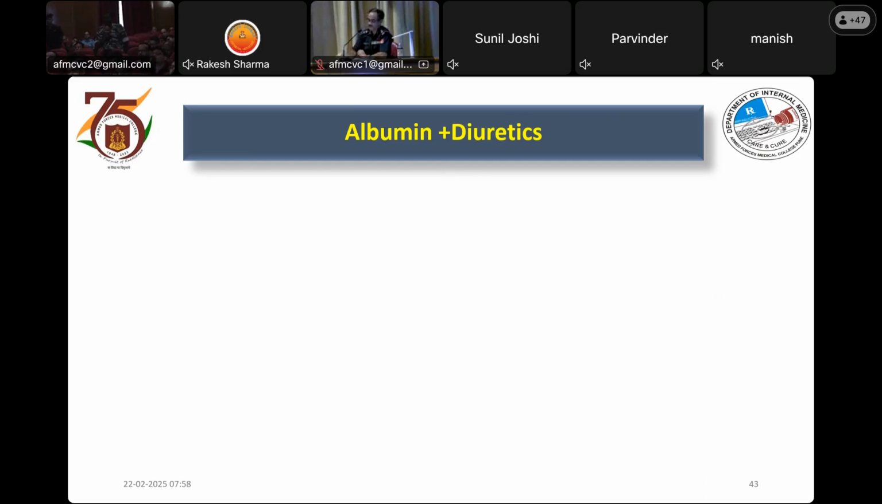So how much is used? Sir, 0.5 to 1 gram per kg over 4 hours. Albumin bolus followed by diuretic, or you can use infusion over 24 hours, something like that.